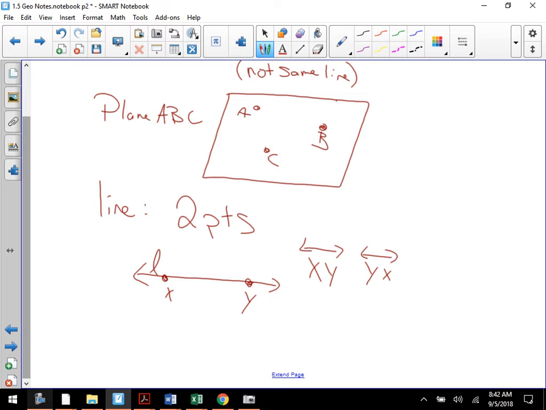They also do that from time to time with planes. They'll use a capital cursive letter. It's not as common, but sometimes you see a fancy Q or a fancy K or something for the plane.